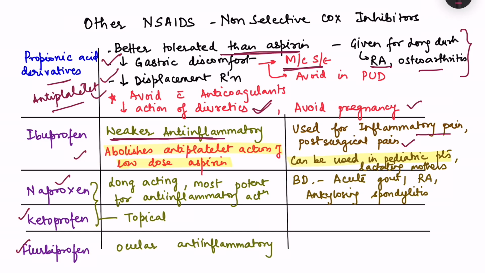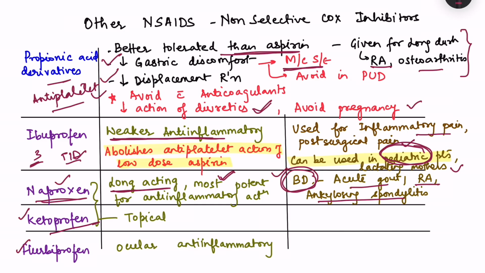One very good advantage of ibuprofen is that it is approved for use in pediatric patients and also in lactating mothers. Next comes naproxen. One very important advantage of naproxen is that it is long acting and can be given twice a day. Ibuprofen needs to be given 3 times a day, TID. Naproxen can be given BD. So it is the preferred drug for rheumatoid arthritis, ankylosing spondylitis, acute gout, etc. Naproxen is long acting and also the most potent for anti-inflammatory action.